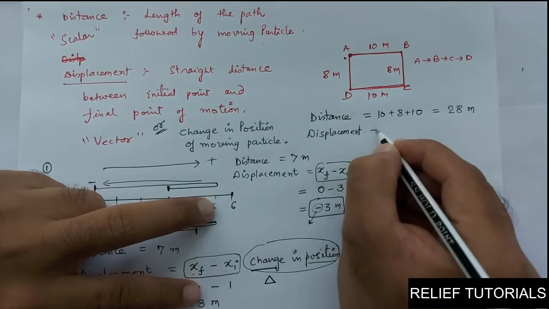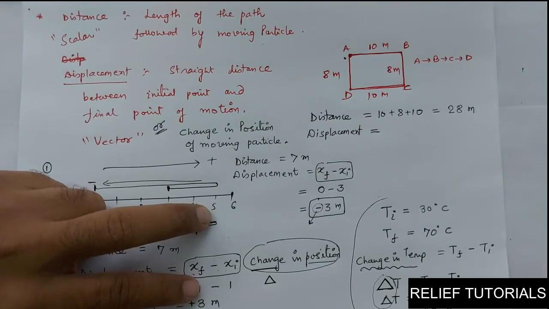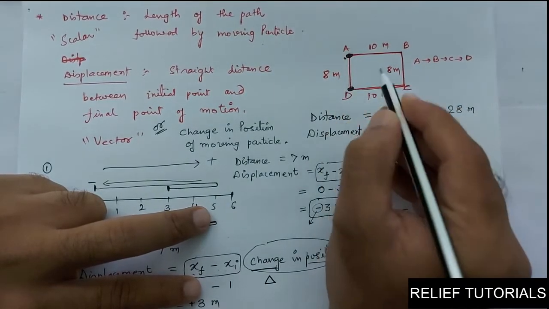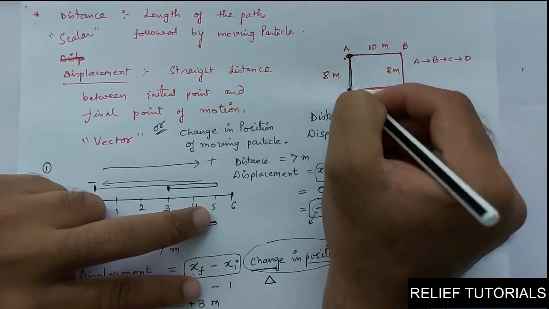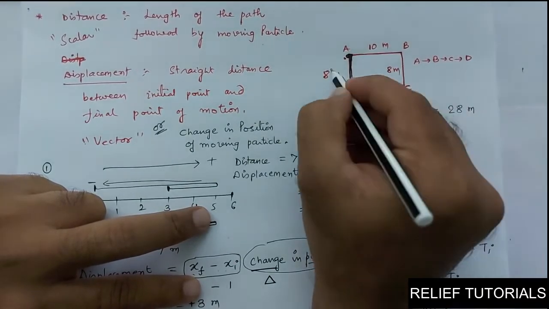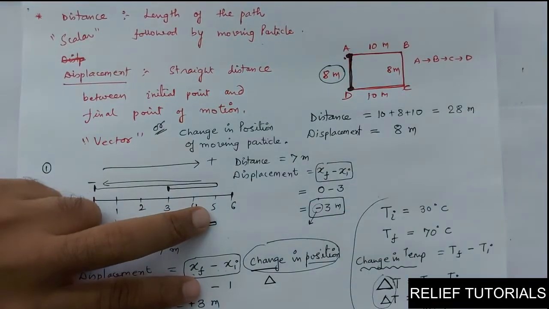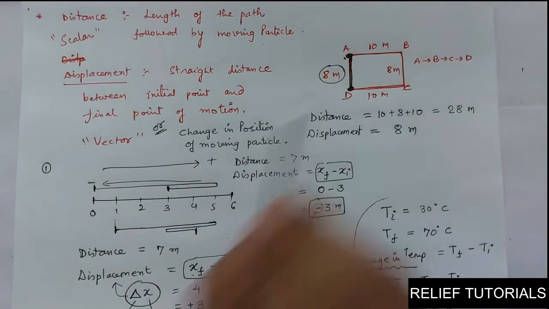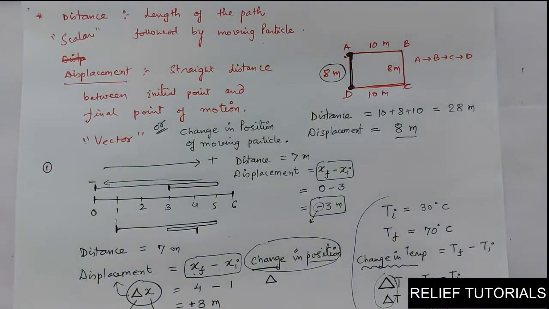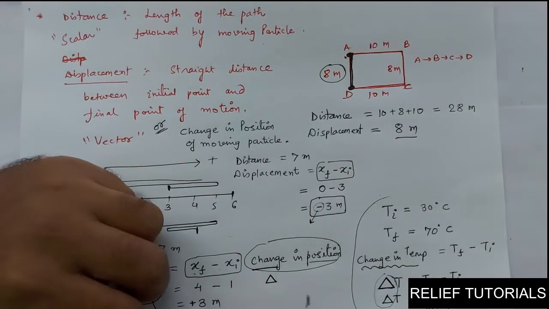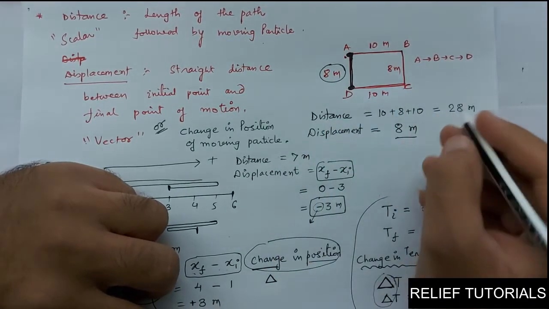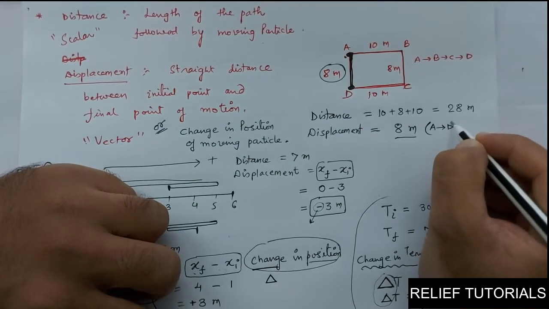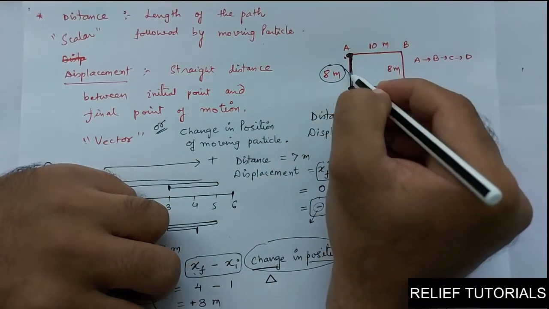But displacement means the straight distance between the initial point and the final point. The initial point is A and the final point is D. So this is the displacement. The straight distance between the initial point and the final point is this, and this length is only 8 meters. But because this is not like a number line example, here we have to mention the direction. This is the magnitude of displacement. If you want to write direction, direction is not mentioned here, so you just write the direction is from A to D. Direction from A to D means downward direction, like this.